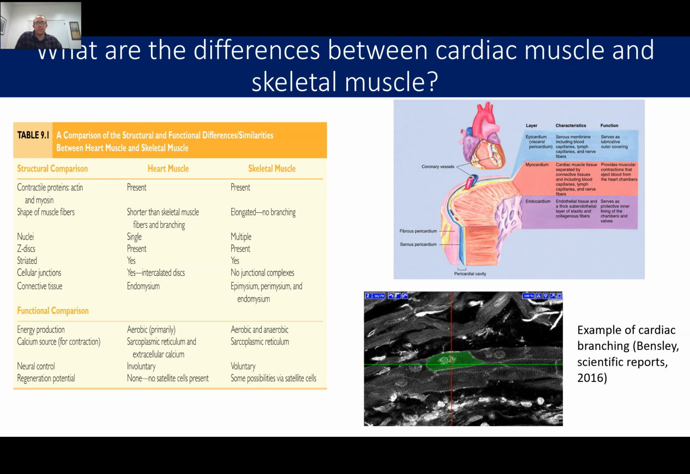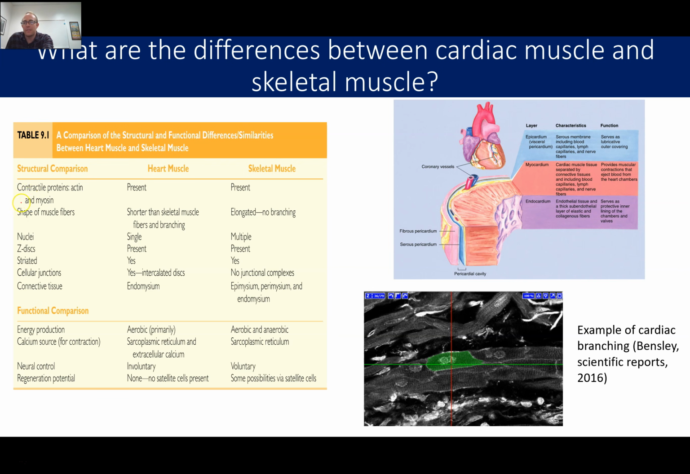Now, what are some key differences between cardiac muscle and skeletal muscle? Fortunately, all that stuff that you learned at the beginning of the semester about skeletal muscle, most of it still applies. We still have actin and myosin doing the contraction, and in the heart, there are a couple of differences going on that we'll talk about, but it's the same idea. We have the sarcomeres and all of that. So let's talk about key differences between heart muscle and skeletal muscle.